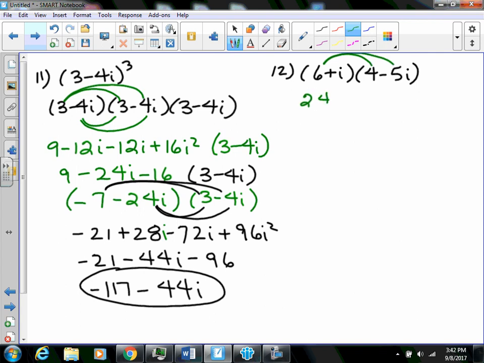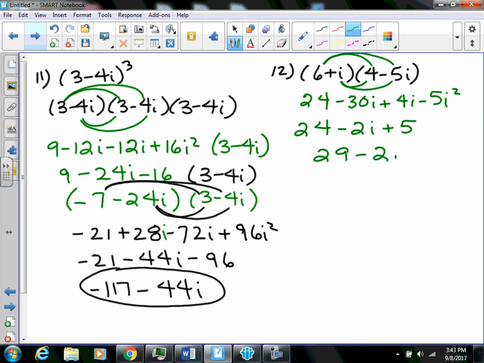6 times negative 5i becomes minus 30i. Then I have i times 4 is a plus 4i. And i times negative 5i is a negative 5i squared. Combine like terms, 24 minus 26i, and then this is going to become plus 5, because remember, i squared is negative 1, times negative 5 makes a plus 5. So 24 plus 5 is 29 minus 2i.